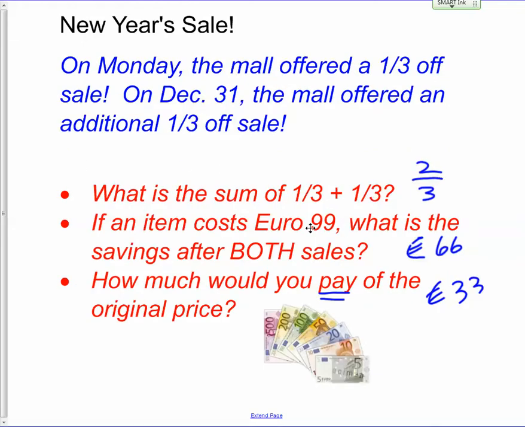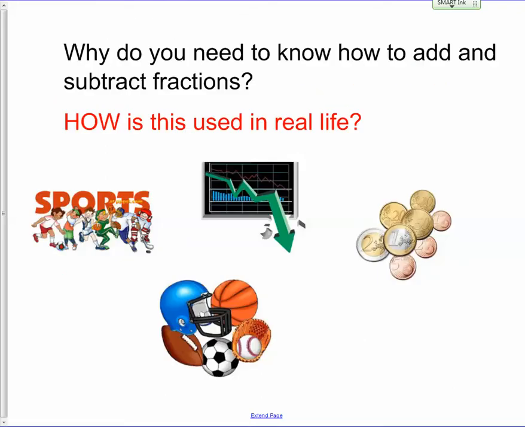And we said if an item originally cost 99 euros, what was the savings after both of the sales went into effect? So a third and a third is two-thirds, and two-thirds of 99 would be 66 euro. So if you saved 66 euro, how much would you pay of the original price? Well, you'd pay one-third of 99, which would be 33 euro. So just some really easy numbers to get us started.